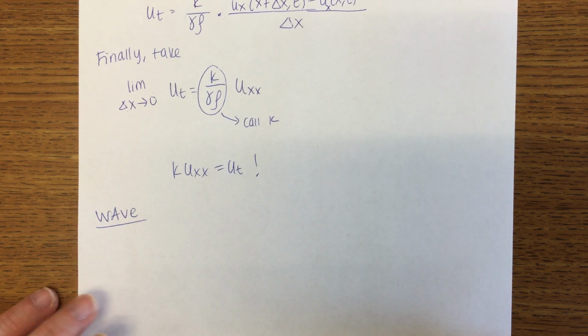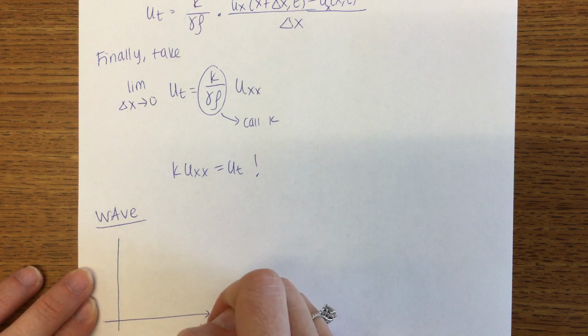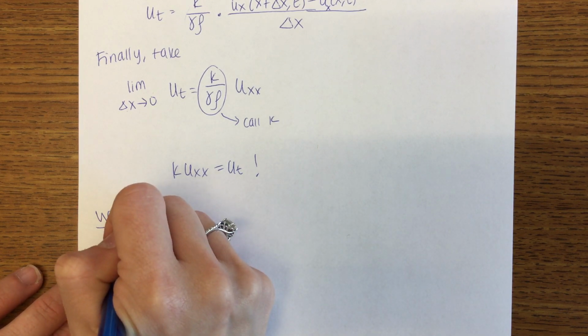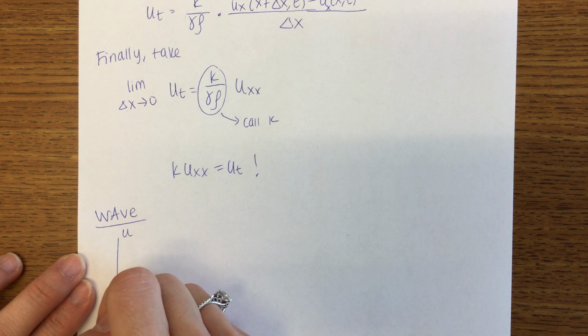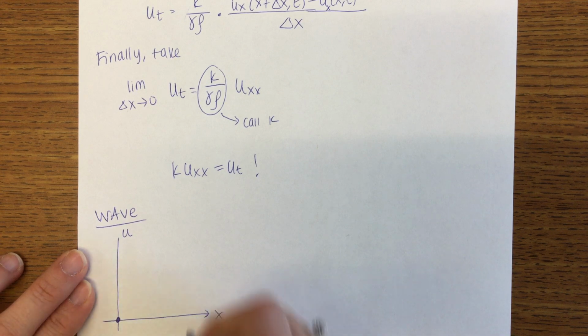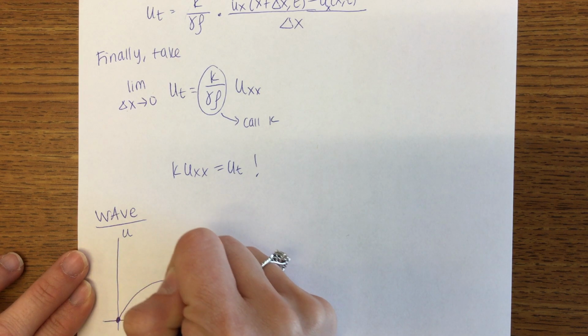Okay, so here's the idea with the wave equation. It's going to be set up in a very similar way. You have the x-axis. The y-axis is actually going to represent u. And what you're going to do is have a string that is tethered to the x-axis at x equals 0 and at x equals L. So you're going to have some string.